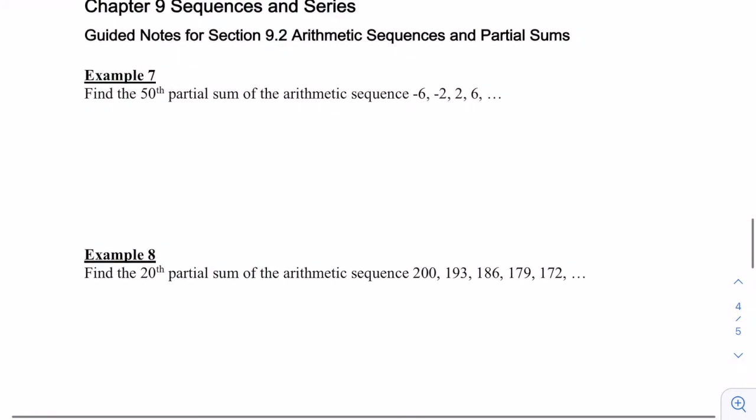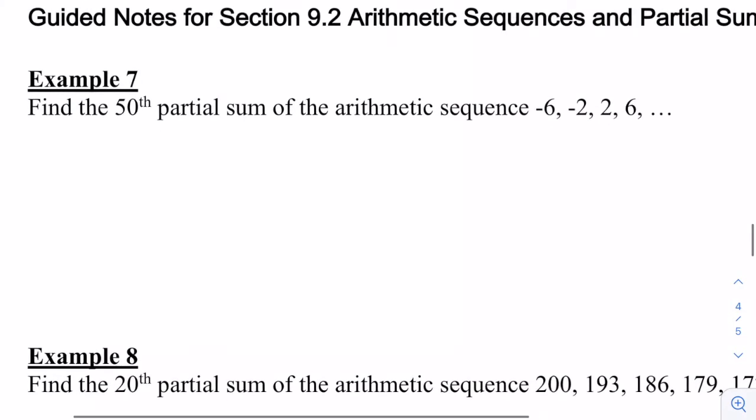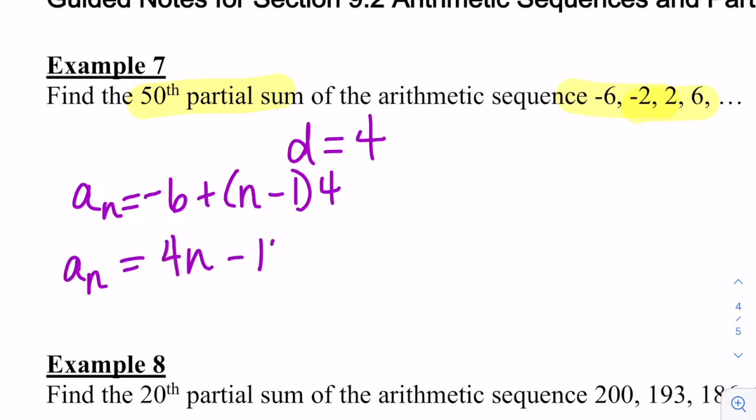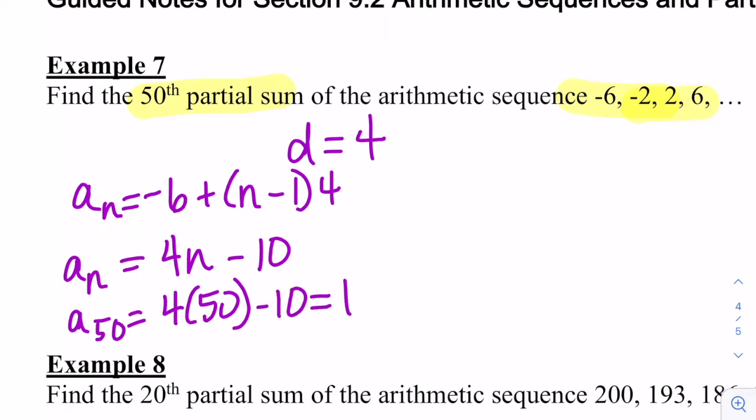Now let's look at example 7, where we want to find the 50th partial sum. We're given that the arithmetic sequence is -6, -2, 2, and 6. And you can tell that we're adding 4 each time for the next consecutive number. So we can write this formula as a sub n equals -6 plus n minus 1 times 4. And thinking of a linear function, you could probably write it as 4n minus 10. To find that 50th term, we just have to plug in 50. So 200 minus 10 equals 190.